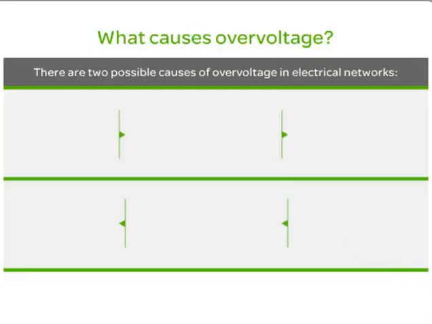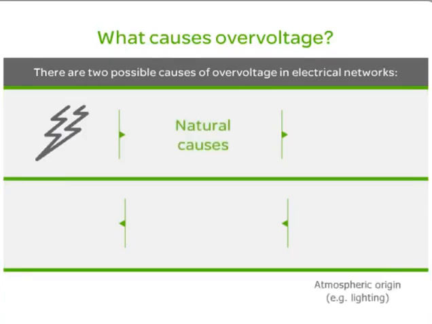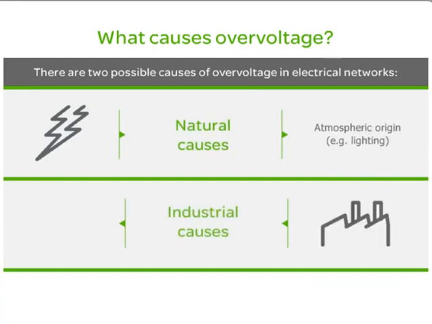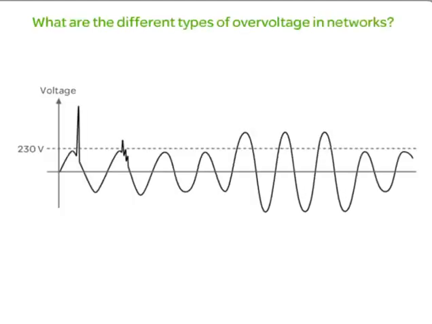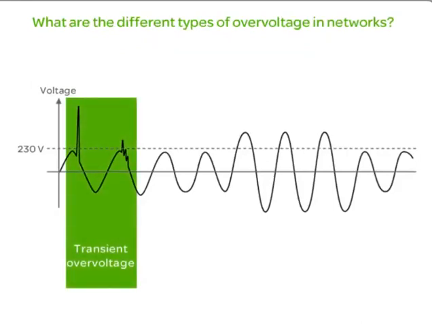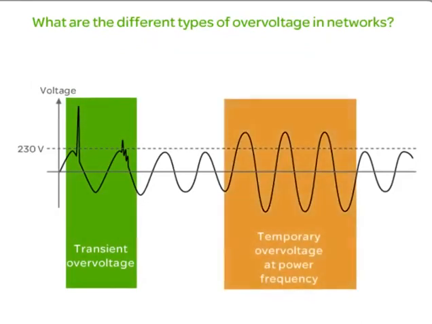There are 2 possible causes of overvoltage in electrical networks. Natural causes of atmospheric origin, such as lightning, for example, or industrial causes related to the operation of equipment. Networks are subjected to 2 types of overvoltage: transient overvoltage and temporary overvoltage at power frequency.